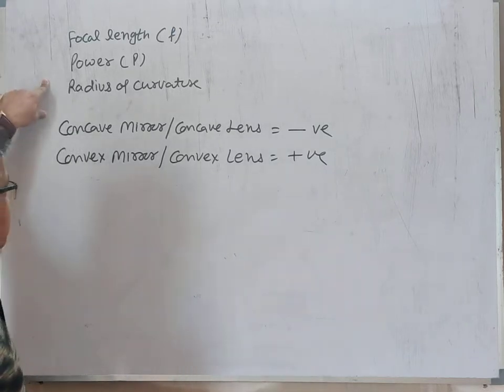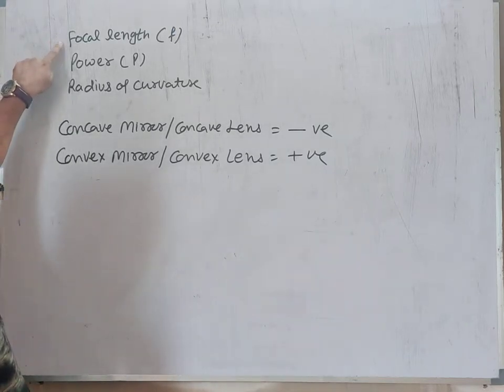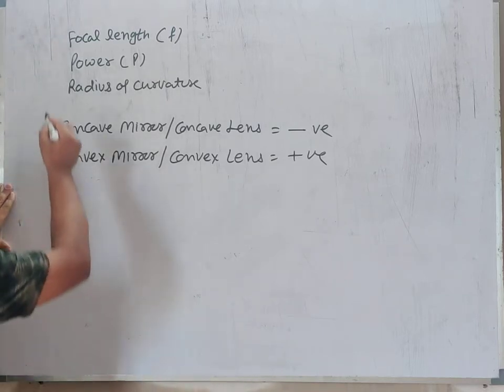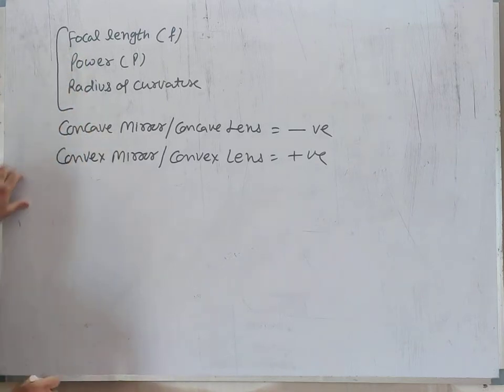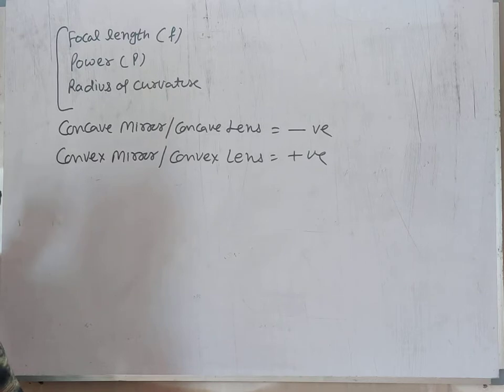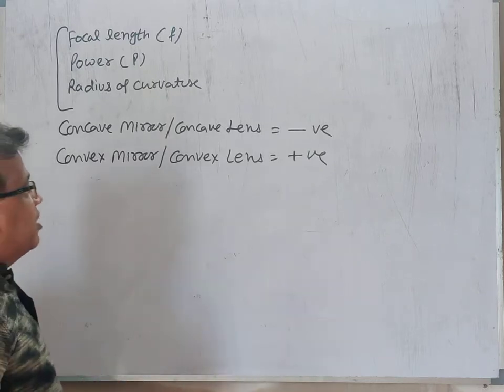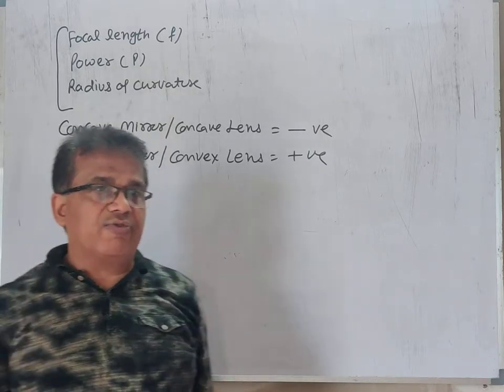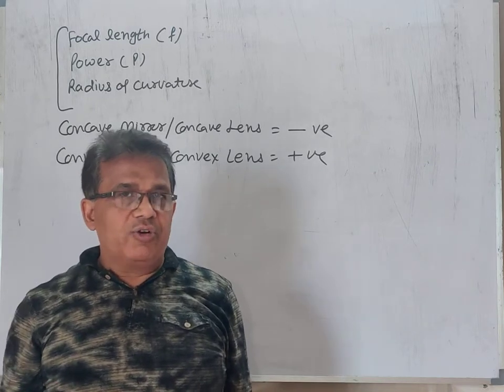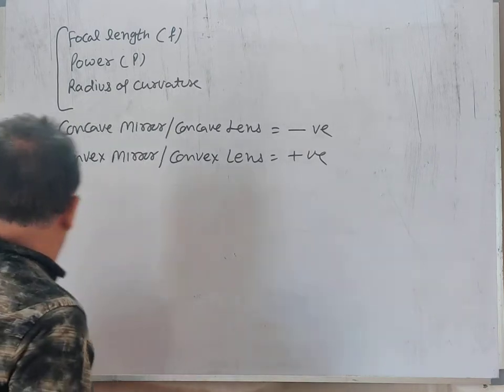These are related with each other. You know, focal length is half of the radius of curvature, power is the reciprocal of focal length, so all these three are related. All these three are negative in concave and positive in convex. So if we revise all these things, sign convention and formulae, then we are ready to solve the numericals. Now we shall try some numericals.